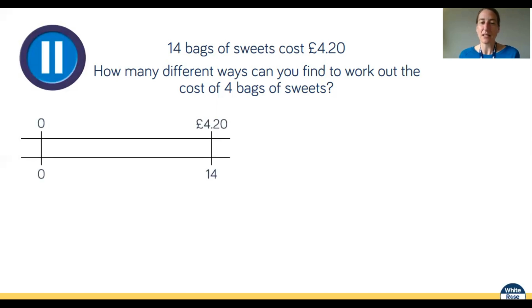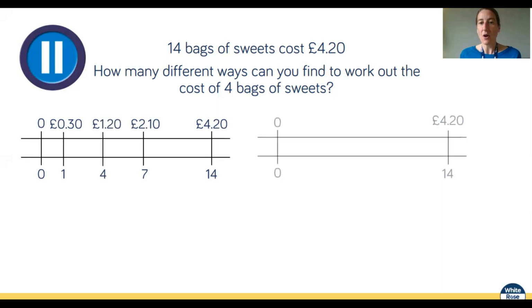So starting with the fact that 14 bags cost £4.20, and then halving this to get the cost of 7 bags. A lot of students like halving. And then at that point, perhaps they go directly to the cost of 1 bag of sweets and then multiply that by 4 to get the cost of 4 bags. Or maybe they started by dividing by 7 to get the cost of 2 bags and then multiplying that by 2 to get the cost of 4 bags.